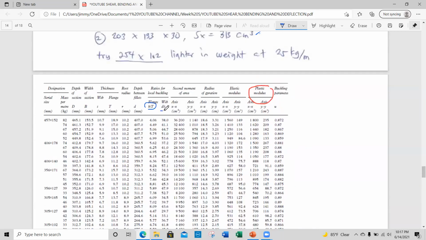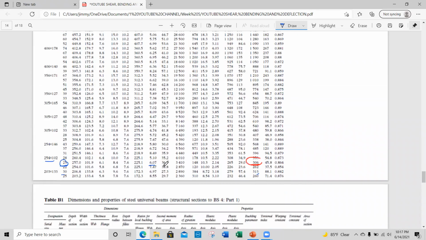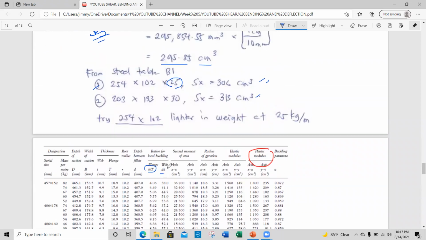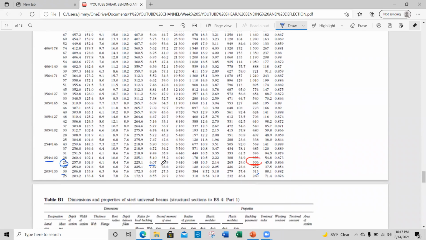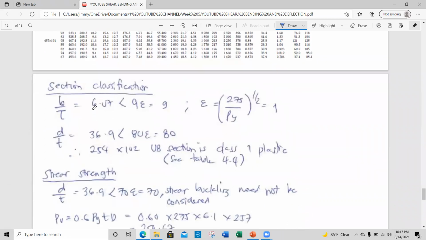How about D over T, which is about the web? D over T, effective depth. Where's effective depth? This one, depth between fillets. Okay, we have 36.9. So we have here B over T 6.07 and D over T 36.9.